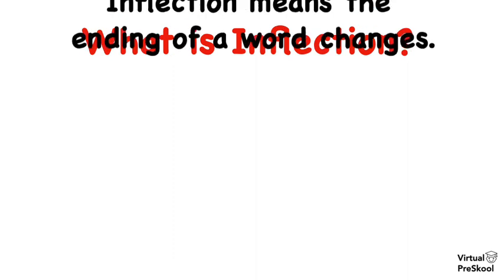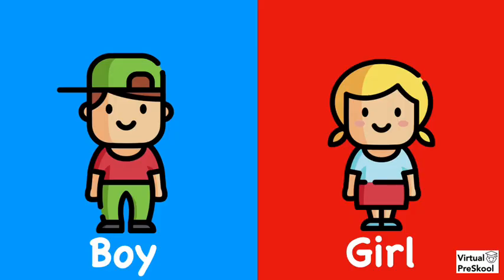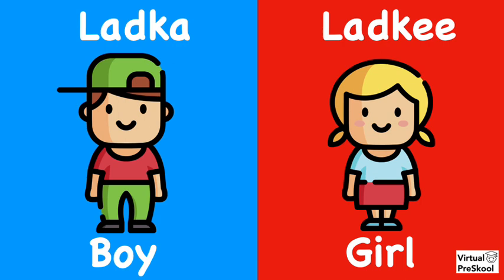Inflection means that the ending of the word changes. So what does that mean? Well, it's best to look at an example to explain it. The Hindi word for boy is ladka, and the word for girl is ladki. Do you see how the two words are the same except for the endings? Well, that's inflection, when the ending of the word changes.